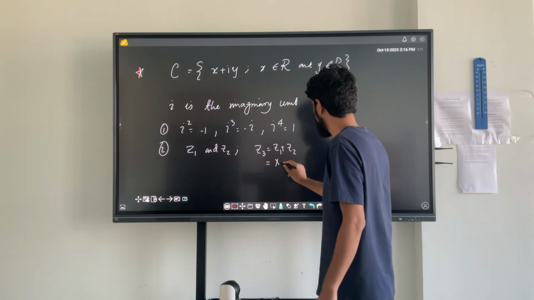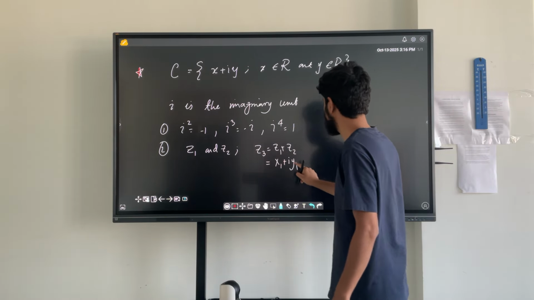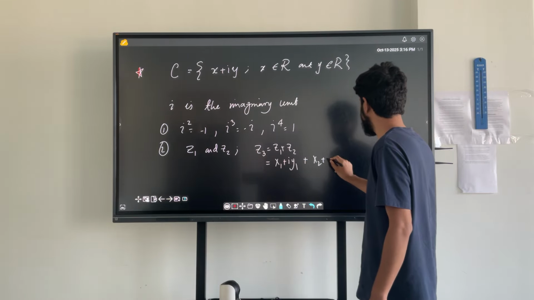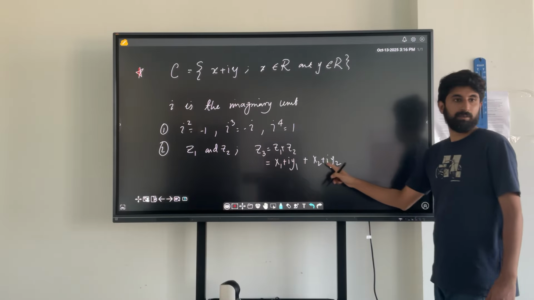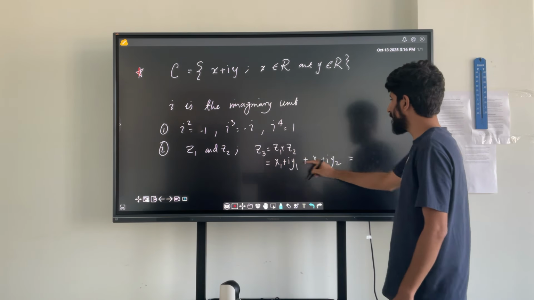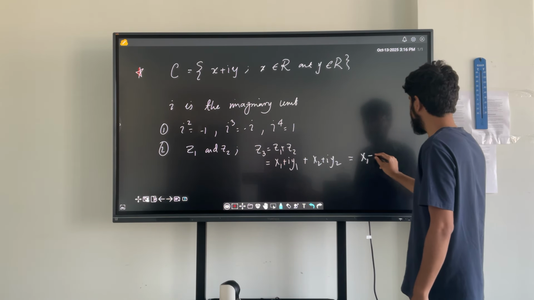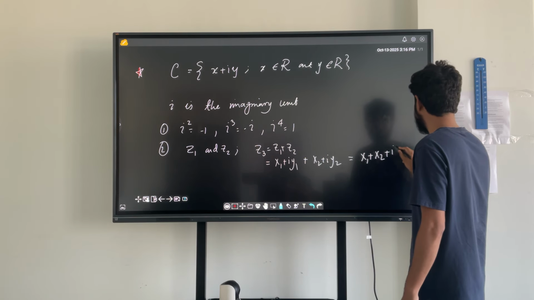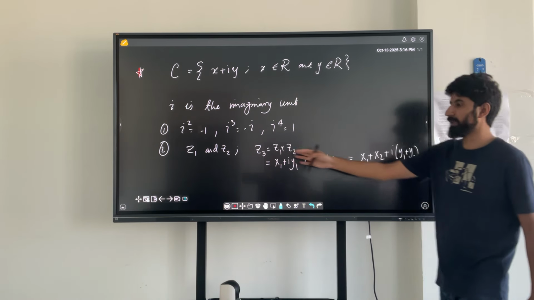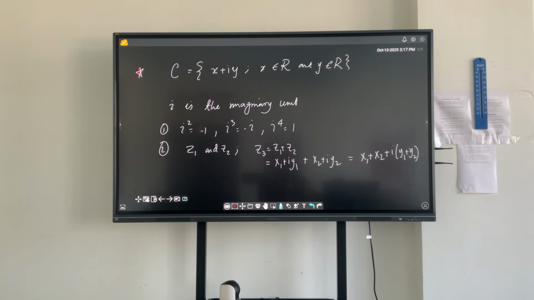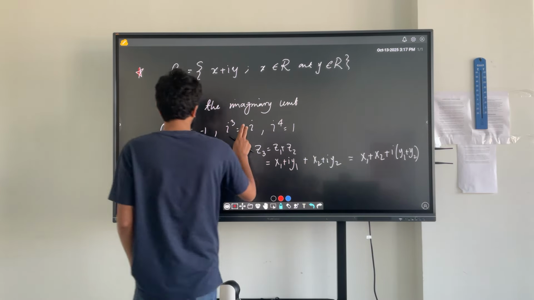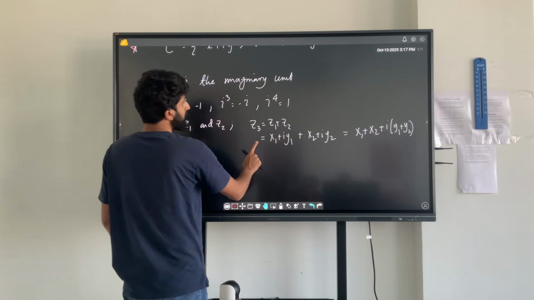Let me call them x1 plus iota y1, these are the two real numbers associated with z1, and x2 plus iota y2, these are the two real numbers associated with z2. So we find x1 plus x2 plus iota times y1 plus y2. This is how you add two complex numbers.